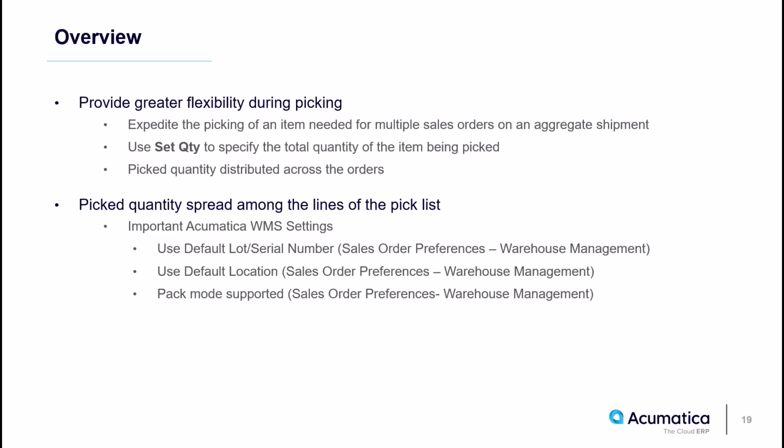For serial tracked items, when the option is not selected, each serialized item must be scanned separately. When selected, the quantity can be spread among the lines in the location. If the Use Default location is selected, the lines of the item are aggregated, ignoring the location. Pack mode is also supported. Pack mode can be used to pick into the box where the picking and packing are done at the same time.